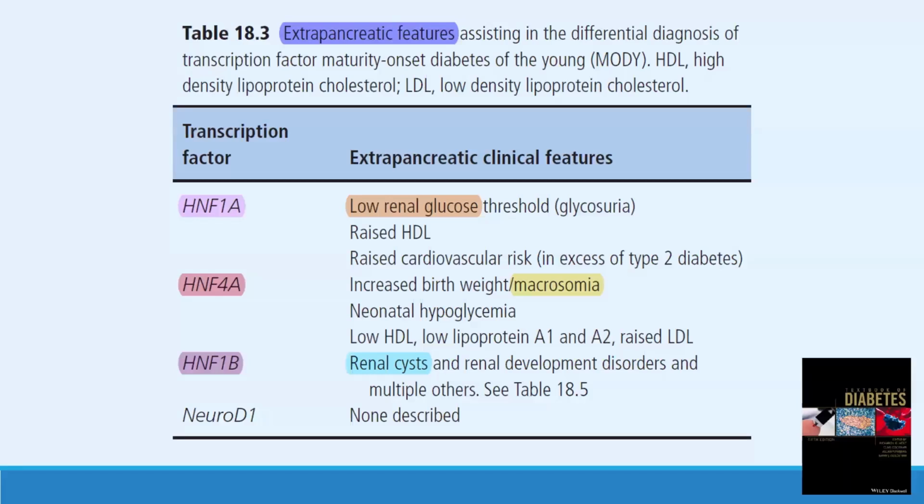HNF1 alpha presents with a low renal glucose threshold, glucosuria with mildly elevated blood glucose, raised HDL, and raised cardiovascular risk. HNF4 alpha: macrosomic baby, neonatal hypoglycemia, low HDL, low lipoprotein A1 and A2, raised LDL, and don't forget normal CRP. HNF1 beta, renal cyst.